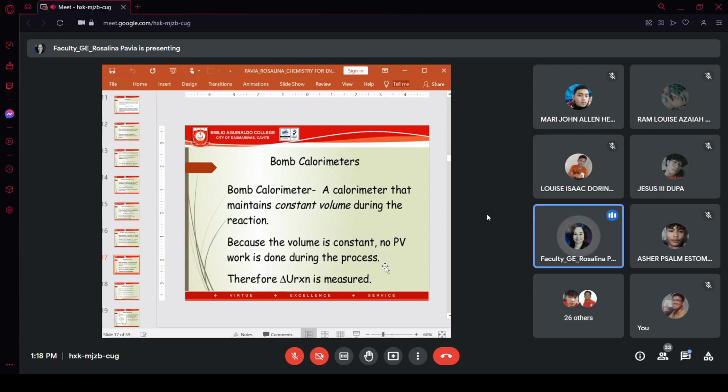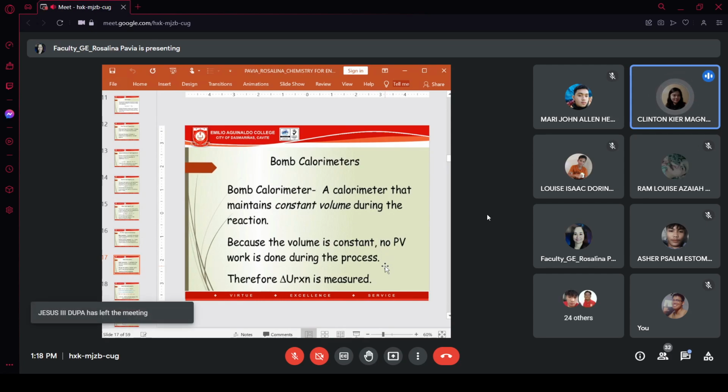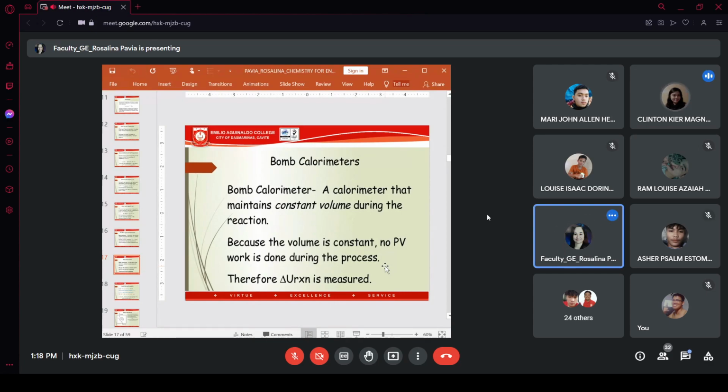Bakit walang PV work pag constant ang volume? Miss Magnaye? Pa-audit po ng PV work. Why is it that no PV work is done if we have constant volume? Ano po, parang sa base po siya ata dun sa gas law po. Kind of confused pa rin po. Nagsisink in pa rin po yung mga lessons sa akin. Hindi pa rin nagsisink in. Opo, yung process pa din po.